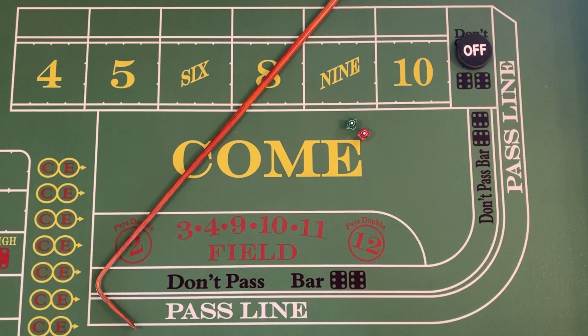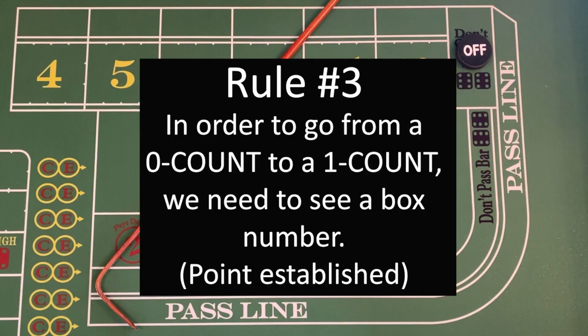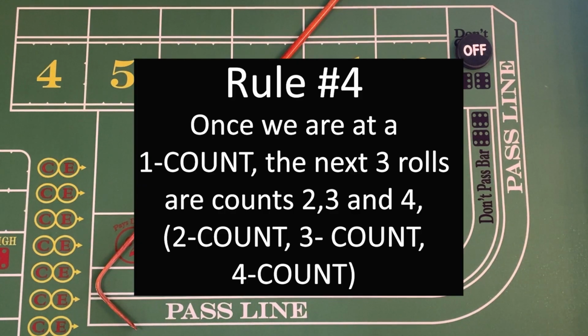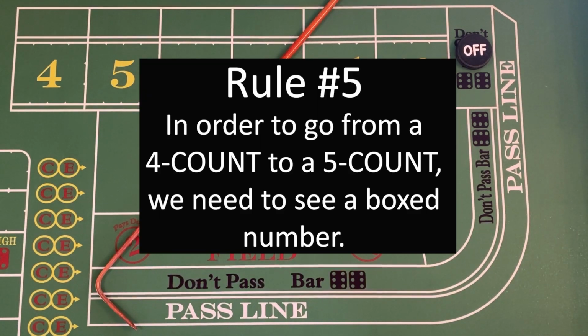So let me first go over the rules, how to implement it. In order to go from a count of 0 to a 1 count, we need to see a box number. Essentially, you started on the come out roll, so we need to see a point established. And once we are on a 1 count, the next 3 rolls, regardless of the outcomes, are counts 2, 3, and 4. And then in order to go from a count of 4 to a count of 5, we need to see a box number.